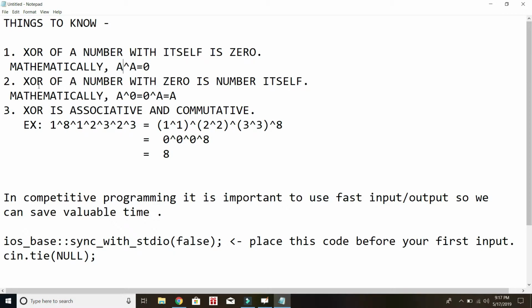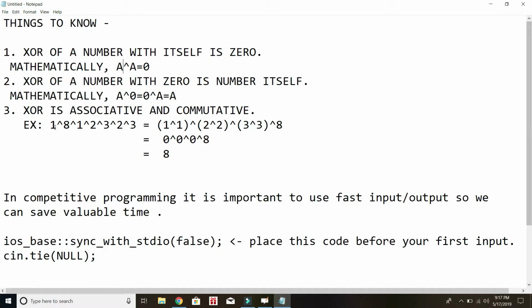Second, we have XOR of a number with 0 is the number itself. So we have a number A, its XOR with 0, or you can write it this way, is the number itself. That is, XOR of a number with 0 is the number itself. And further you need to understand one thing also, that this XOR operation is associative and commutative.